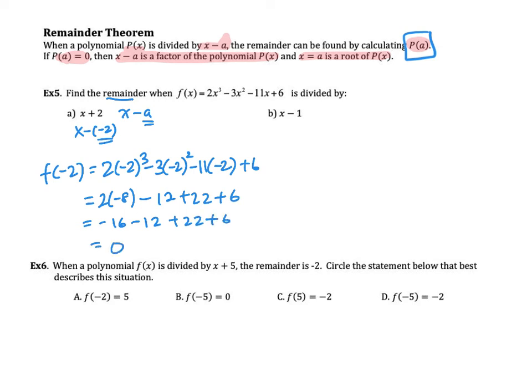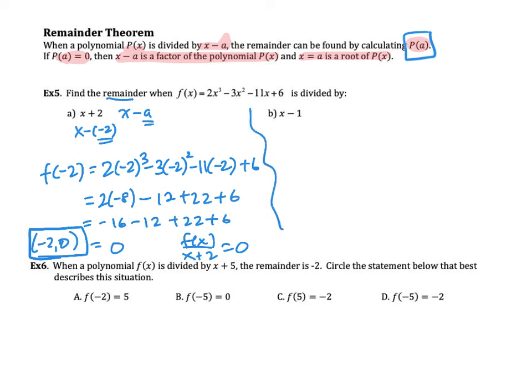So I get a remainder of 0, right? So negative 16 minus 12 is negative 28. 22 plus 6 is 28. So negative 28 plus 28 is 0. So that means x plus 2 is a factor of f of x. So if I were to divide f of x by x plus 2, I would get 0. So in other words, the point -2, 0 is on the graph, and that -2 happens to be a root. That's where it crosses the x-axis.